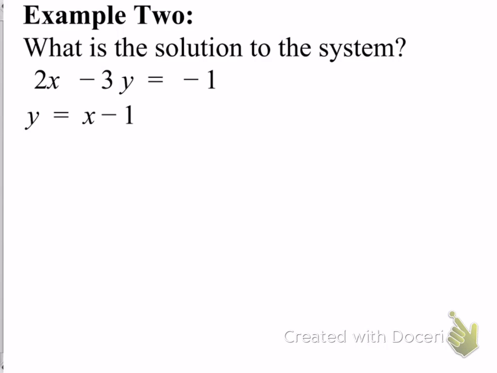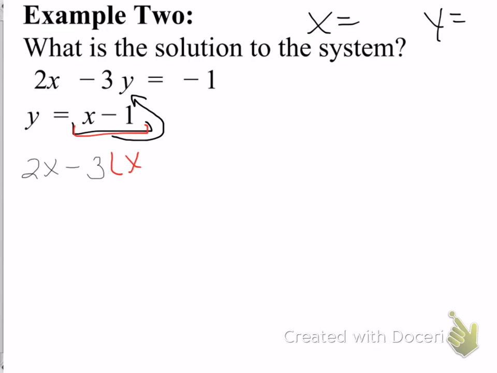So example number 2, what is the solution of the system? So our first step we know is to have either x equals something or y equals something. And we've got our y equals x minus 1. So we're going to go ahead and plug it into this y value here. So we'll have 2x minus 3. Let's go ahead and plug in our y value.